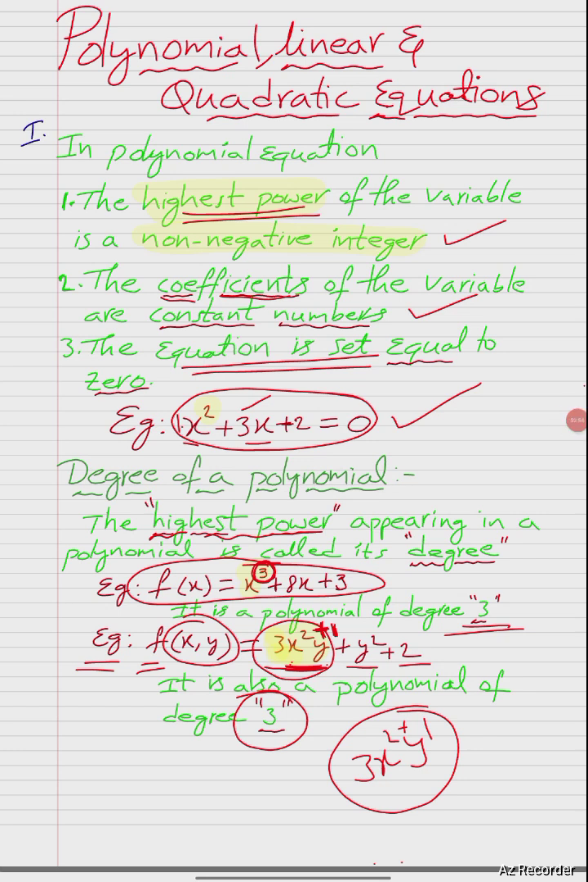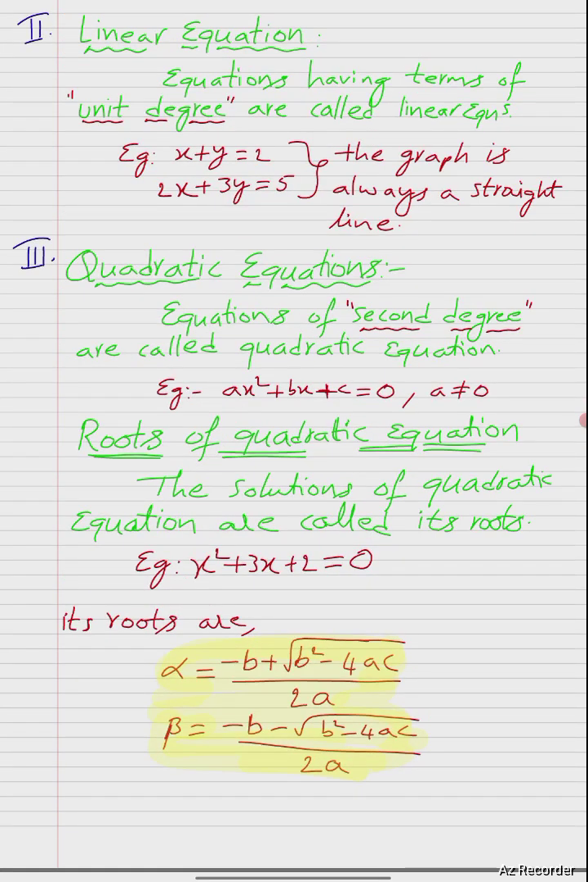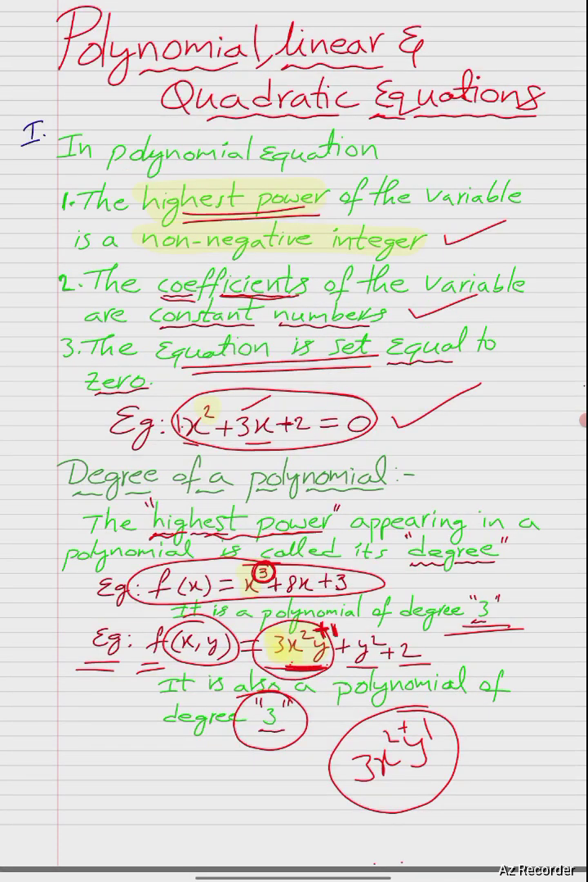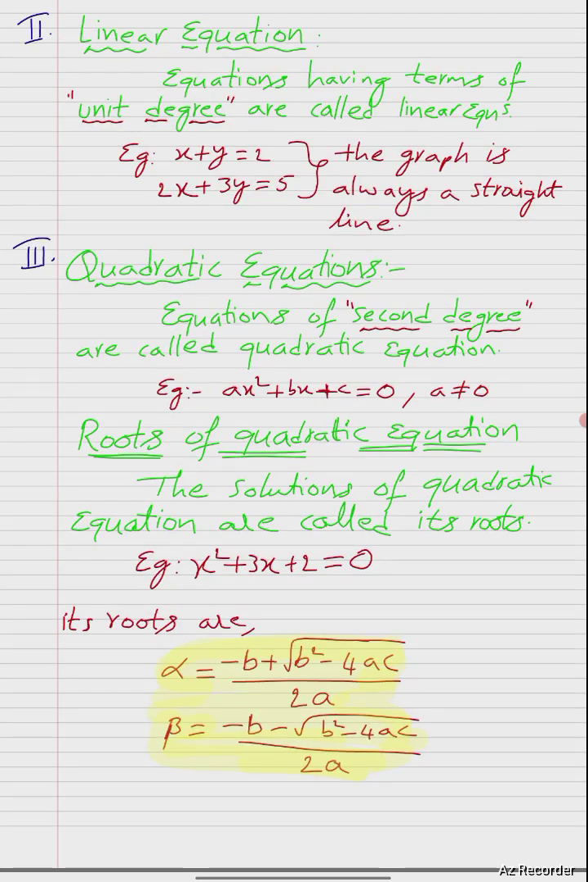Now I hope you have got an idea about the degree of a polynomial. Let us move on to the next slide. Here the next one is the linear equation. Equations having terms of unit degree are called linear equations. Earlier we have seen what a degree is. Degree is the highest power appearing in a polynomial. Now in a linear equation, the highest power appearing is only 1. Okay, such equations are called linear equations. Equations with unit degree are called linear equations.